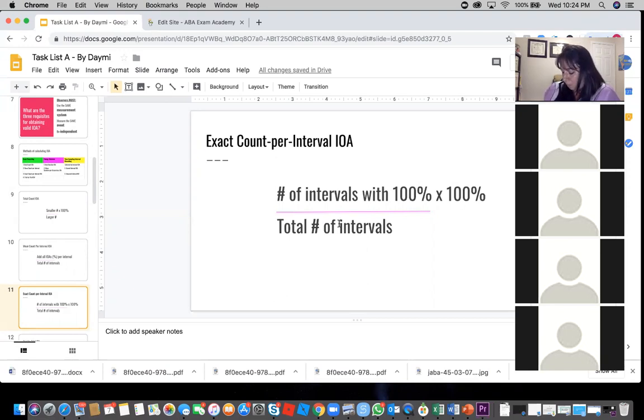Yeah, so say there's 10 intervals, but only 1 interval is at 100% agreement. That would be 1 divided by 10 times 100. Exactly.